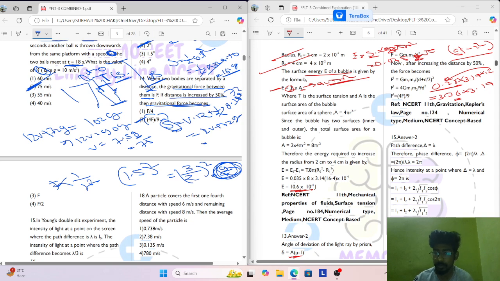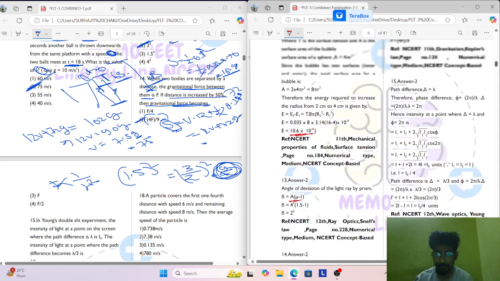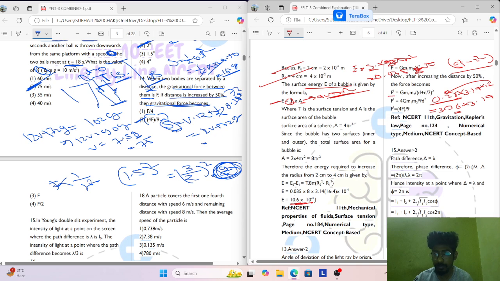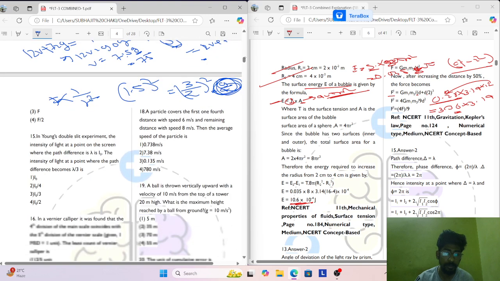We can see the solution given here. F equals d plus d by 2 whole square. d is 9d square and the 4 will come out here. So this simple thing that I told you, they have also calculated this way.